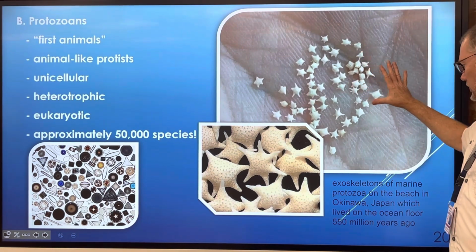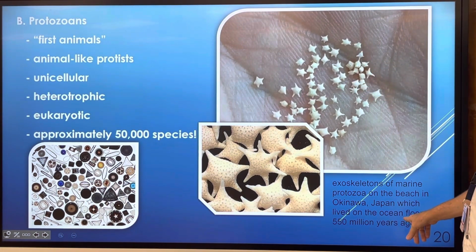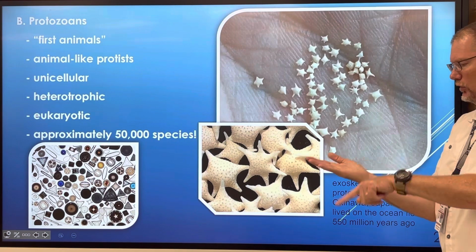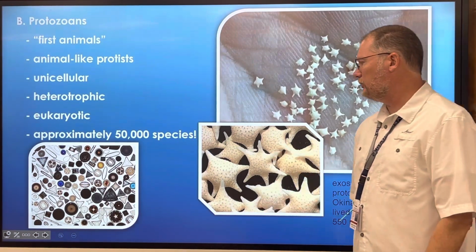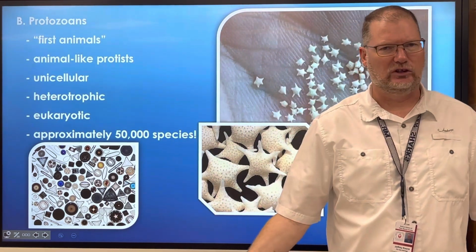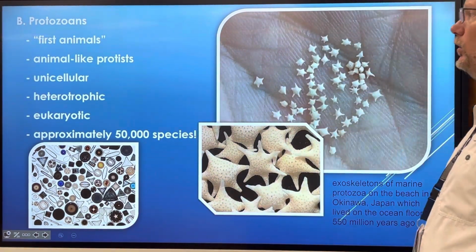These are some neat ones. In Japan, they lived on the ocean floor 550 million years ago. And now they're on a beach. And you can scoop them up and look at them in your hand. And this is their shells. And they're just miraculously all different shapes. It's just really, really cool.